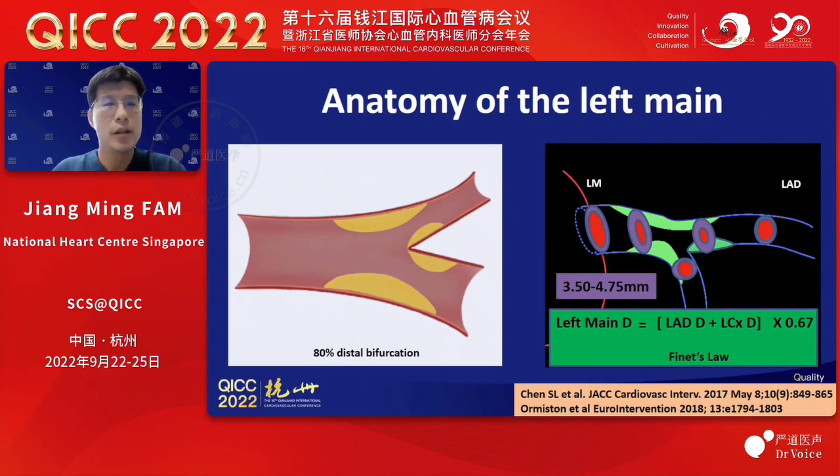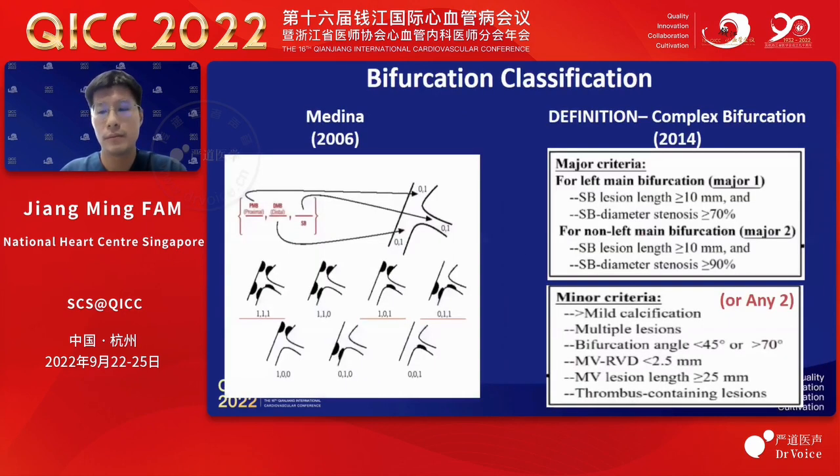The law of finesse depicts the relationship between the diameter of the left main and the daughter vessels, being the LAD and the circumflex. Ideally, the left main diameter should be 2/3 the sum of the LAD and circumflex. Now, there are several ways to classify bifurcations, two of which are shown here. The Medina classification is an earlier type that's used, depending on whether there's disease in the proximal main, distal main, or side branch. It does not, however, take into account bifurcation angle, calcification, or lesion length. That can be important to consider for any strategy of bifurcation stenting.